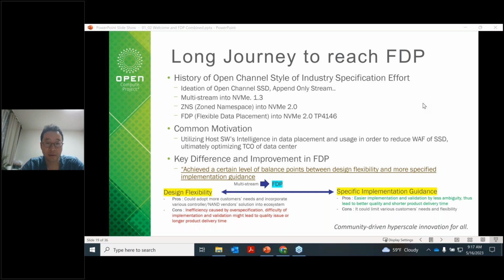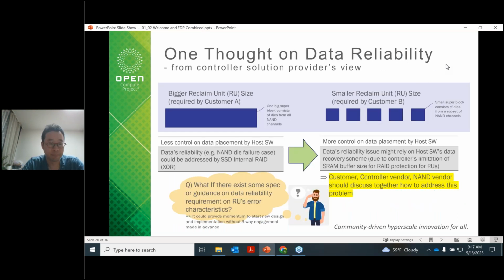Next page. Give me a sec, the slide is not advancing. Okay, sorry about that. Okay, it's fine.